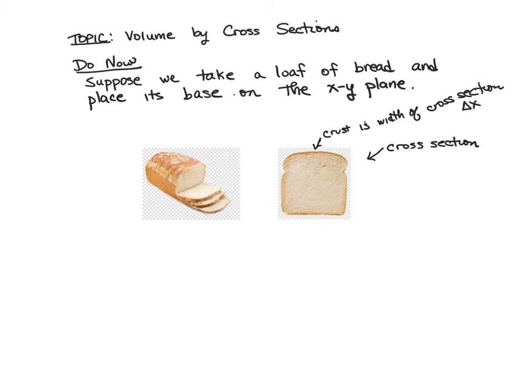So to approximate the volume of this loaf of bread, we would find the volumes of the cross sections and add them up. So we would have 20 slices. We'd get the volume of these 20 slices. Hopefully the slices are evenly cut. And we add up the areas of the cross sections times the width.